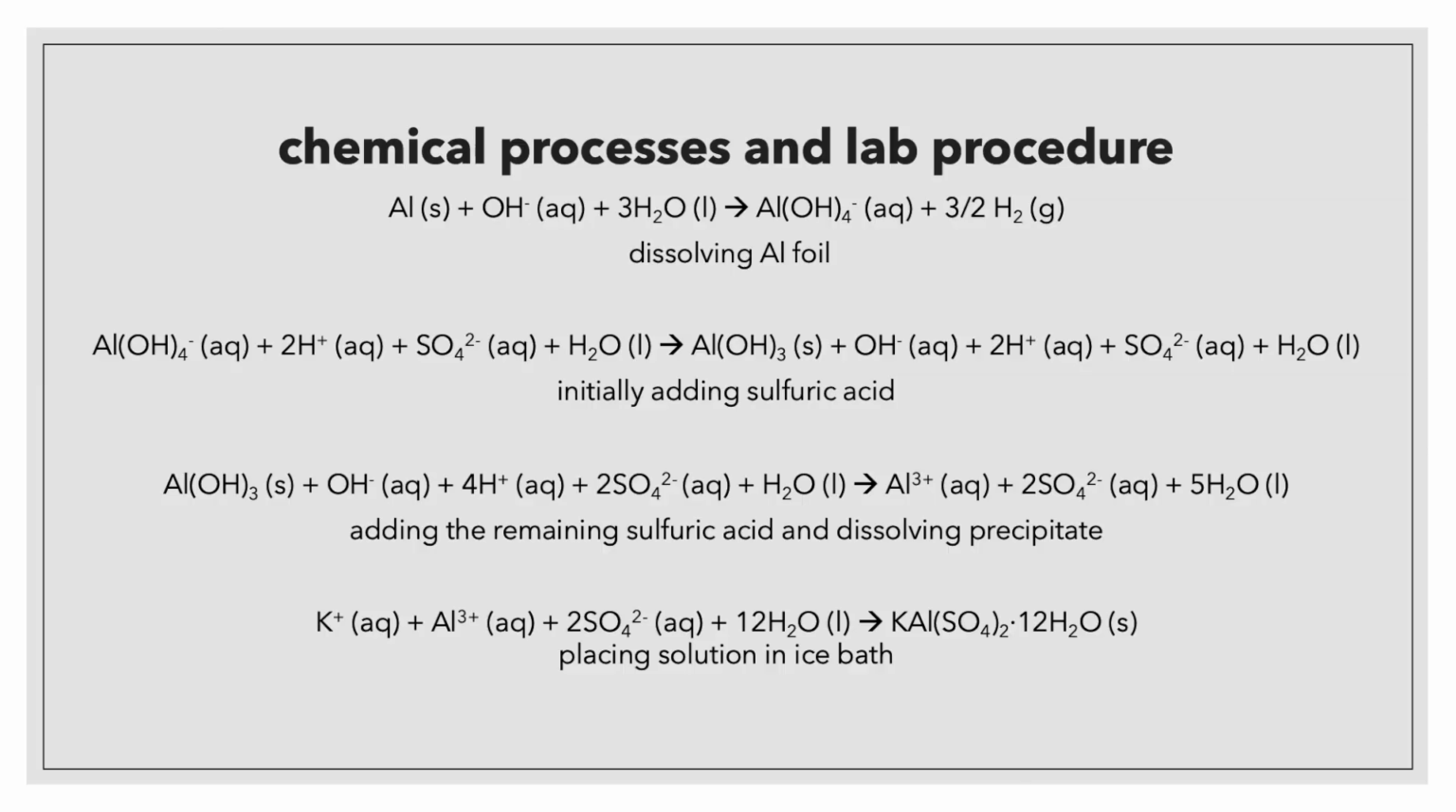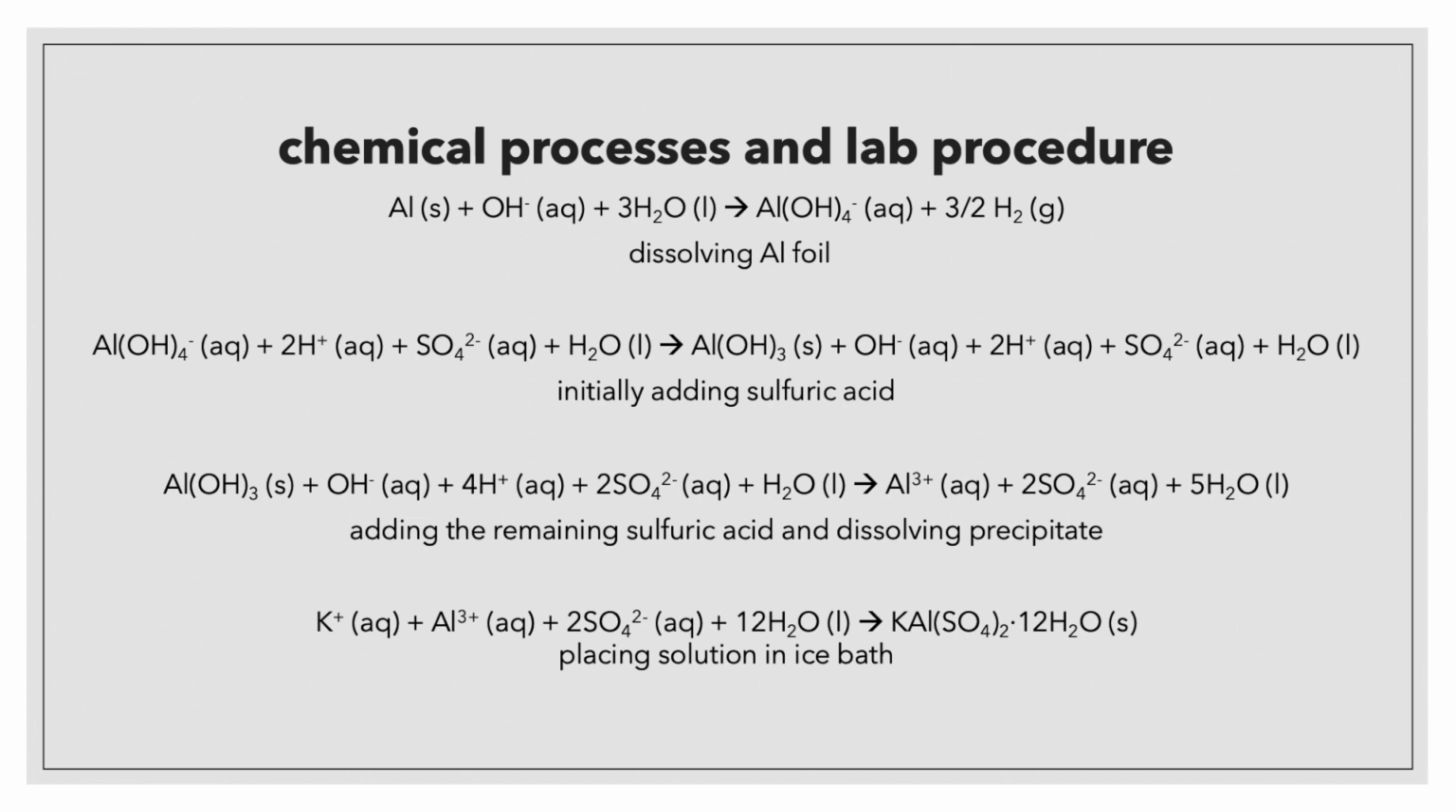I've included the following equations to highlight the chemical processes happening during each step of the procedure. First, the aluminum dissolves in concentrated potassium hydroxide. This transforms the aluminum solid into an aqueous compound combined with several hydroxide ions.